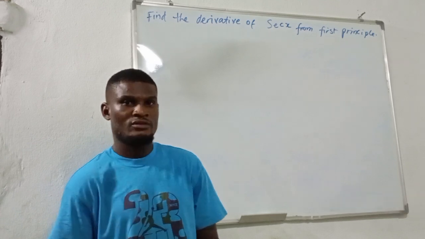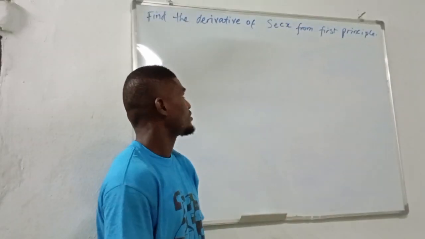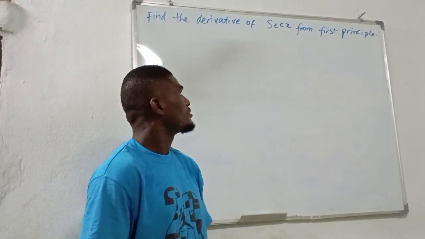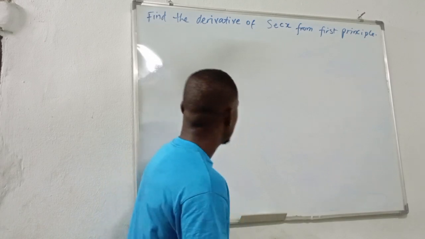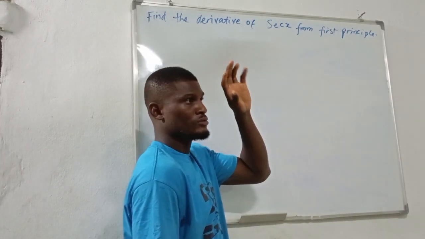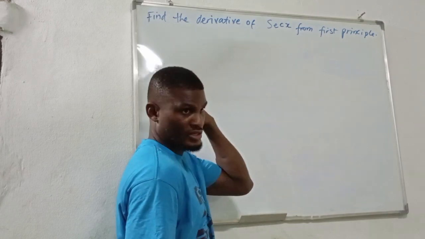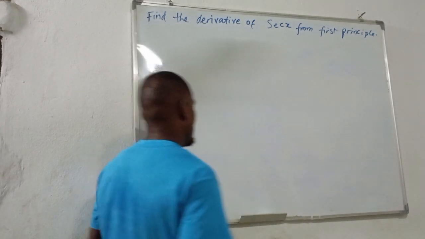Is Noble Hero here. We want to solve this equation that says we should find the derivative of sec x from first principle. Now to solve this, I would like us to draw a particular formula that we're going to use, and also take note of another formula that we're going to use.